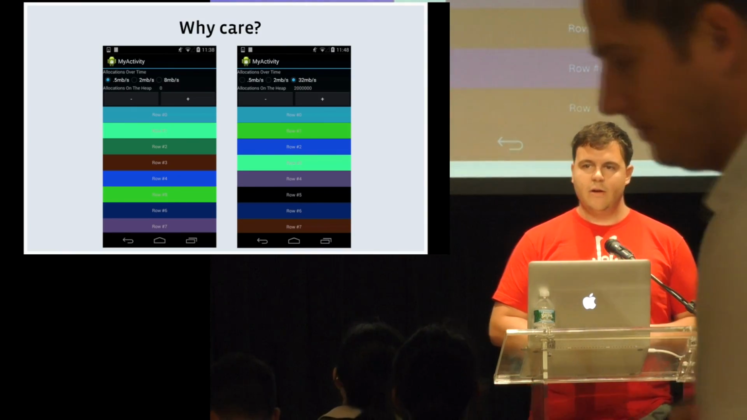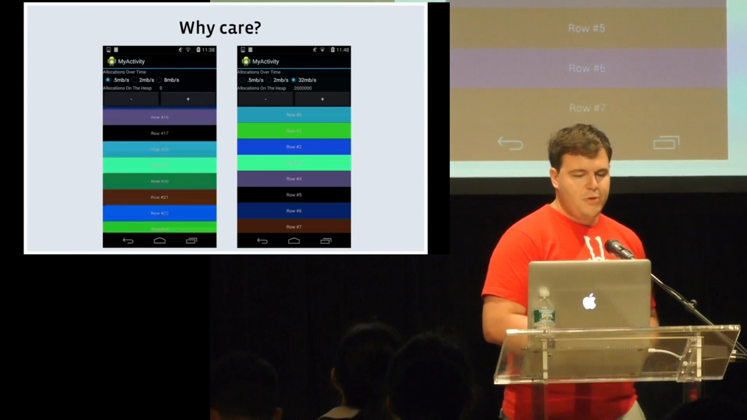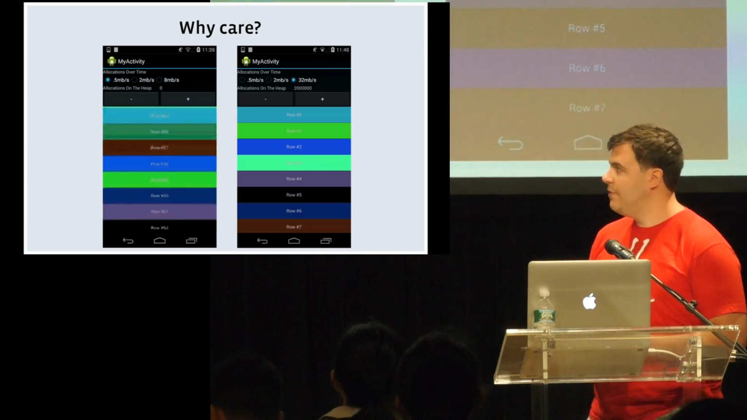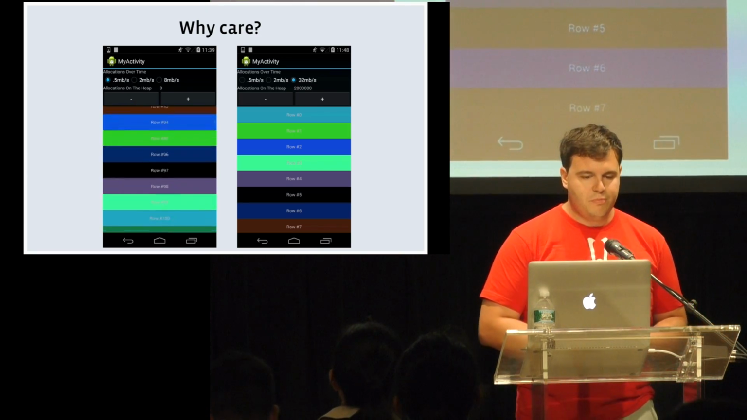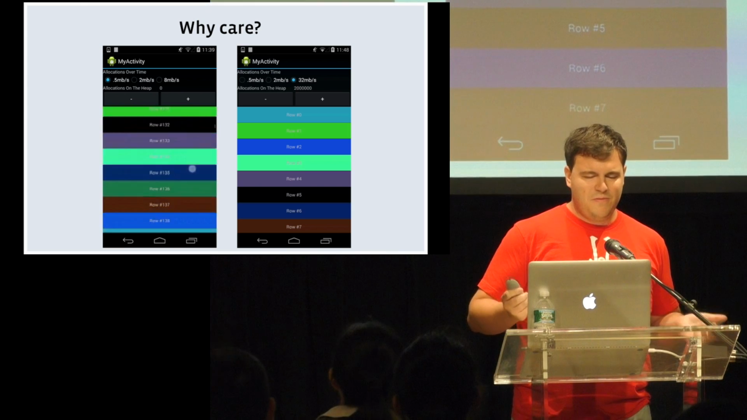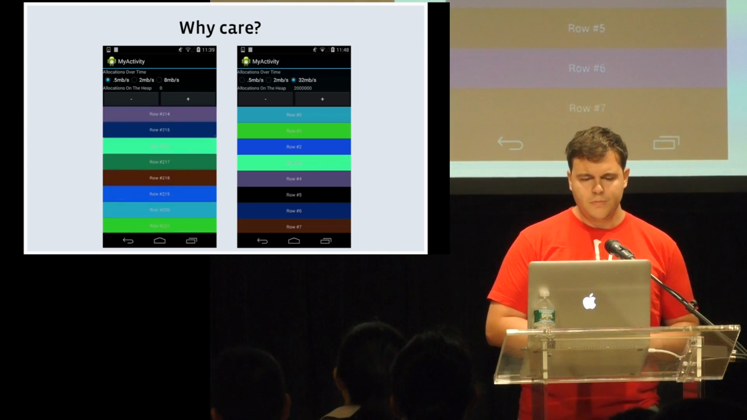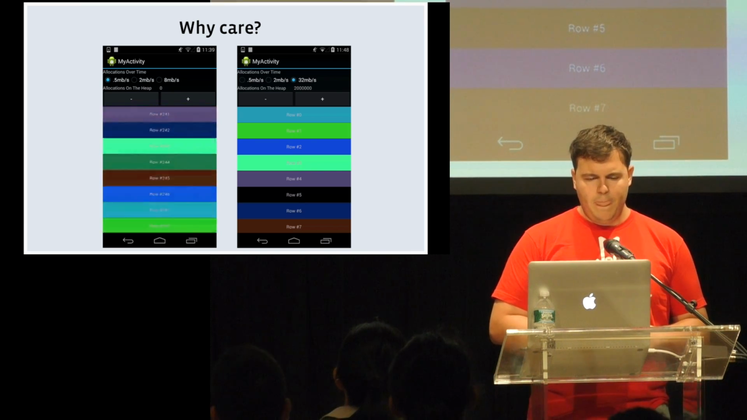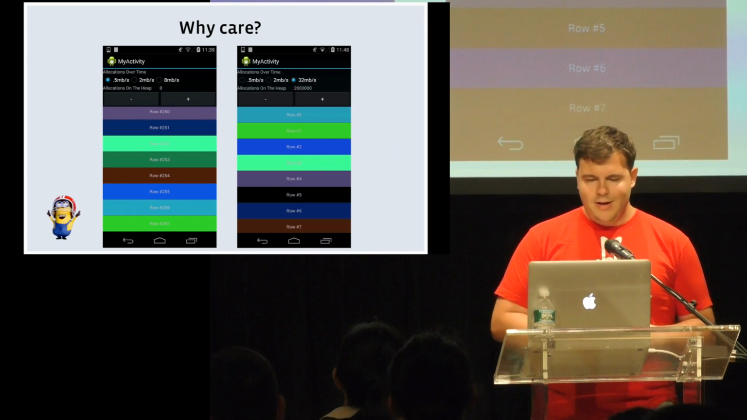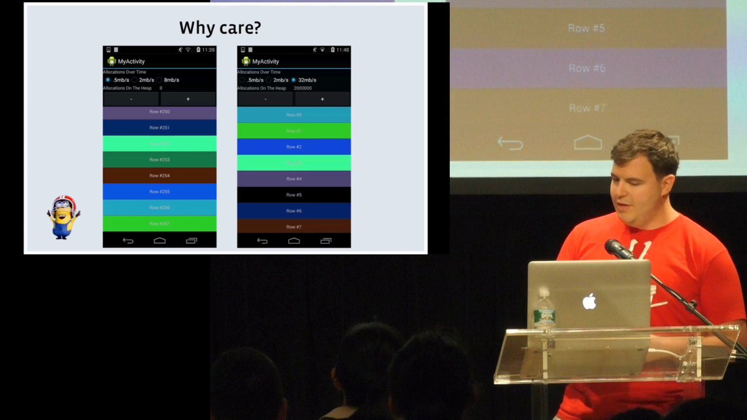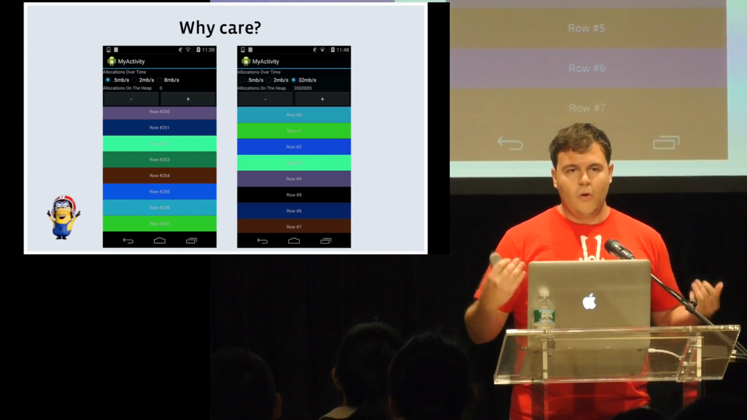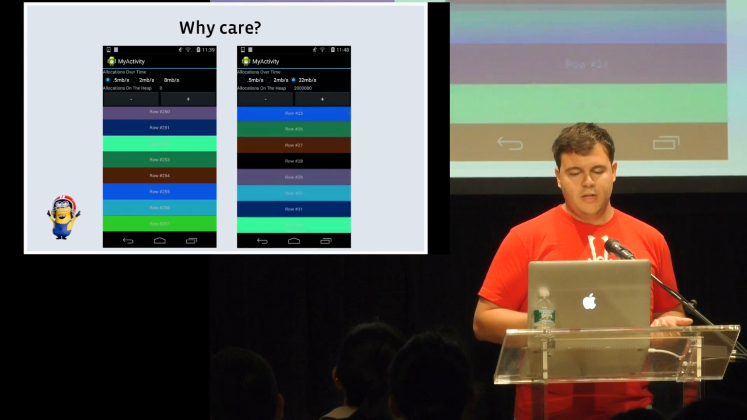So let's start with why care. This is a pretty obvious slide. On the left, you have an app that is rendering perfectly smoothly. There might be a frame skipped here or there, but for the most part, it's just really smooth. And on the right, you have the same app, except it's going to be collecting a whole lot of garbage while it's being interacted with.